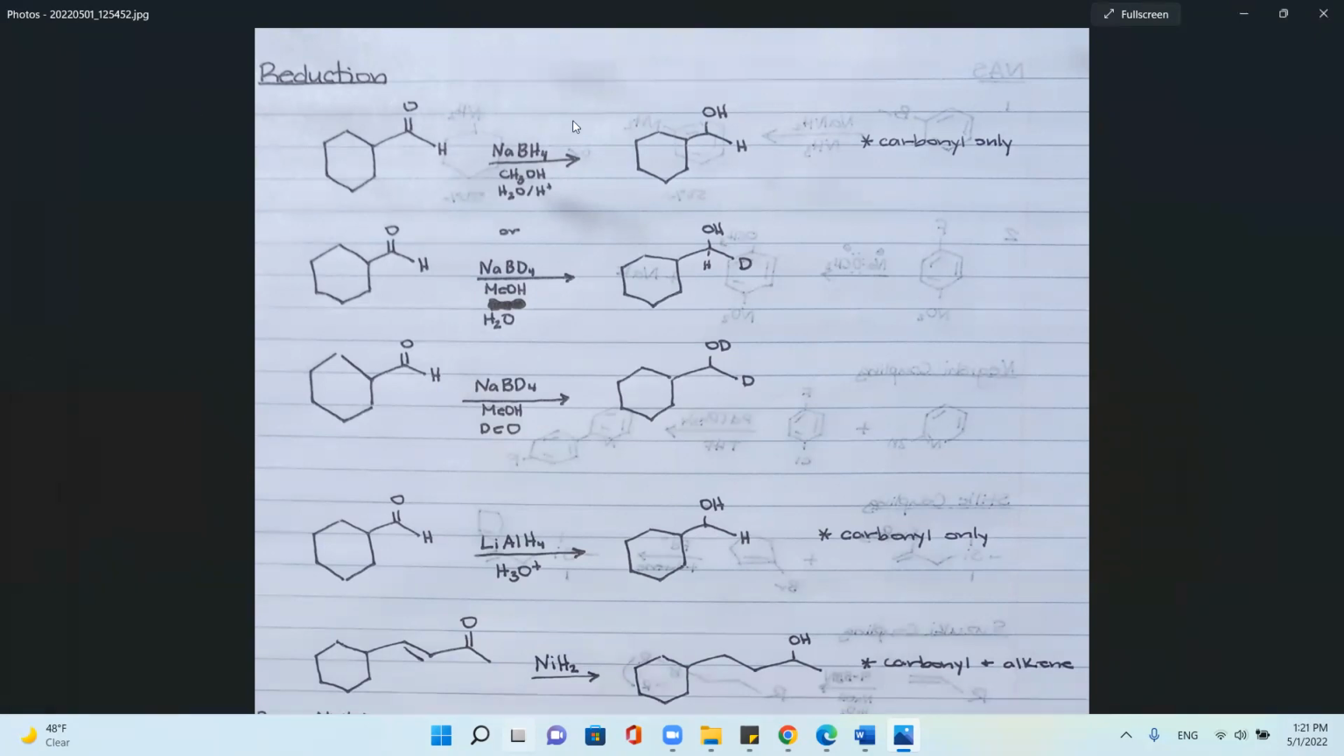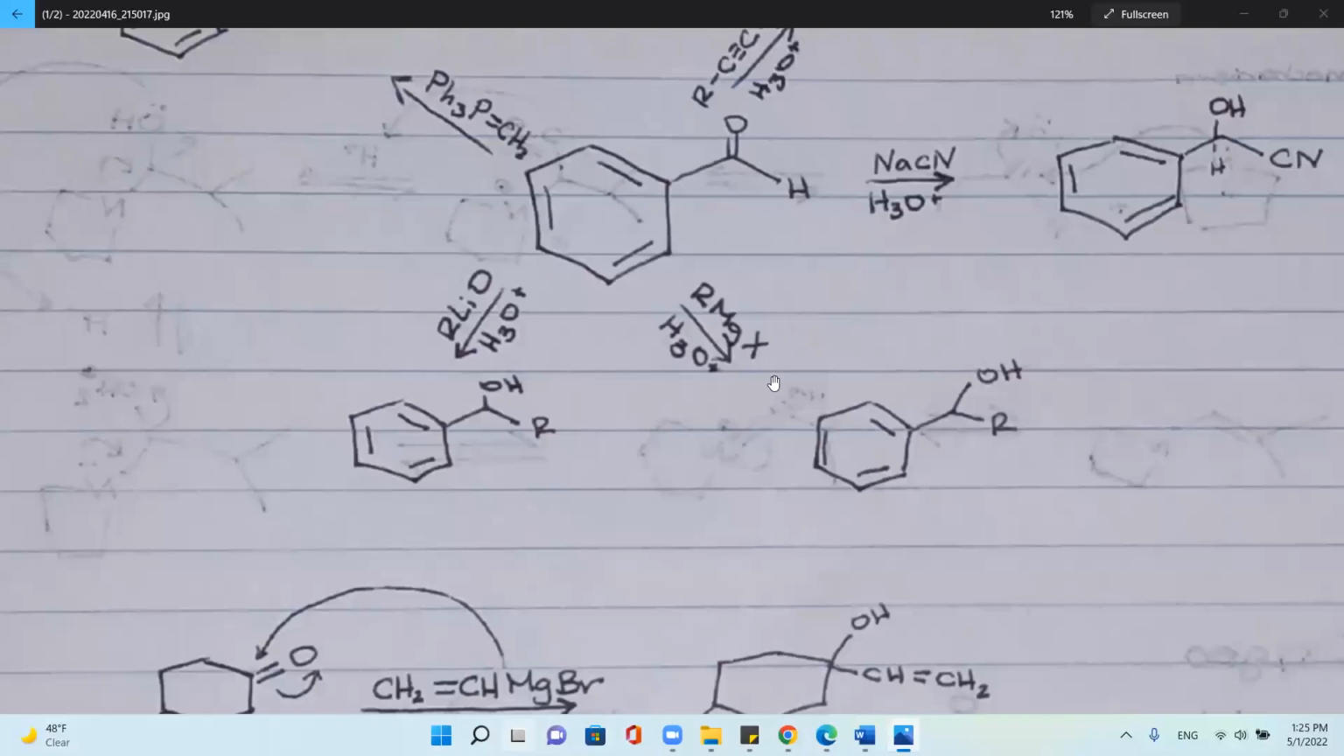But yeah, so this is a couple ways you can synthesize alcohols from aldehydes or ketones. All right, so back to our synthesis of alcohols. In addition to those reduction reactions we're talking about, we could go back a little bit to previous units where we also use ketones and aldehydes to synthesize alcohols.